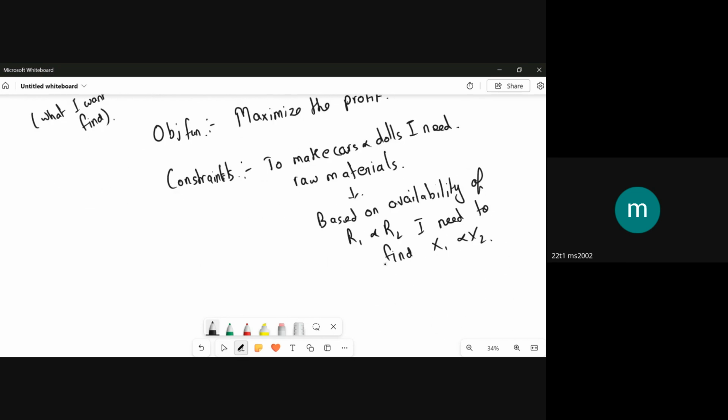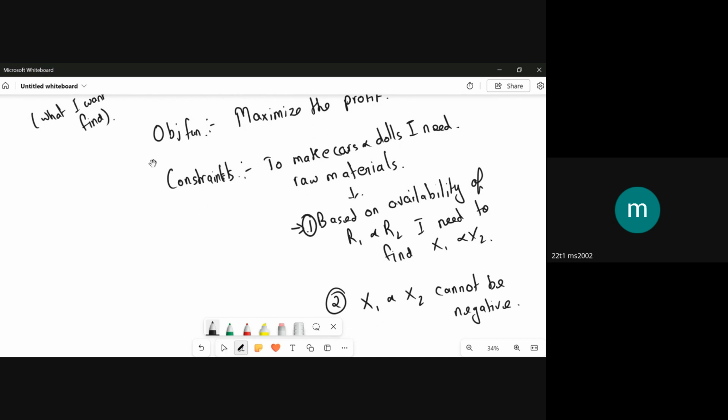So that is going to be one constraint. I'll come to that mathematically in a minute, but I'm just putting it in words first. The second constraint is that x1 and x2 cannot be negative. Right? I cannot make a negative number of cars or negative number of dolls. So these are the two constraints that I will be putting for my problem.